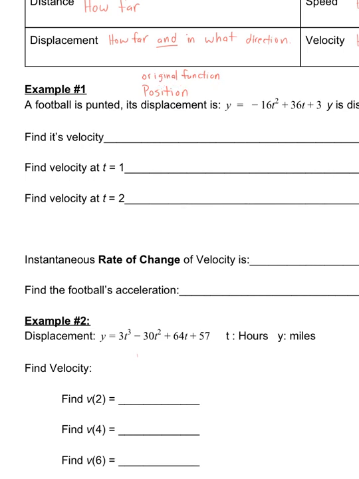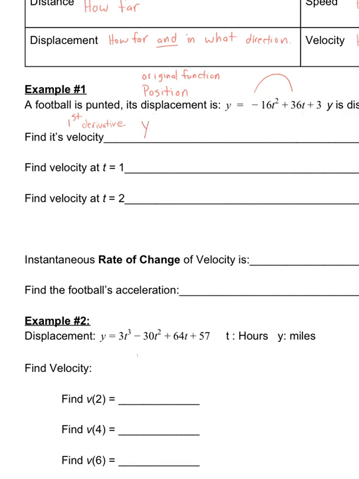So here's our function for our punted football. It has a negative t squared, so that's an upside down parabola, which would make sense for the path of a punted football. It is going to go up and then come down. So this is our original function. We want to find the velocity. The velocity, again, is the first derivative. The only derivative rule we know right now is the power rule, and luckily it works. These are polynomial terms.